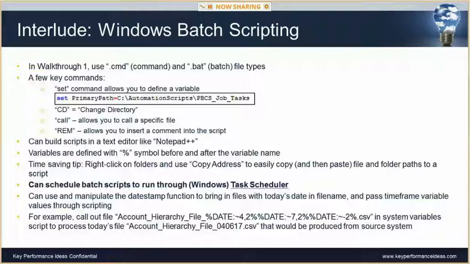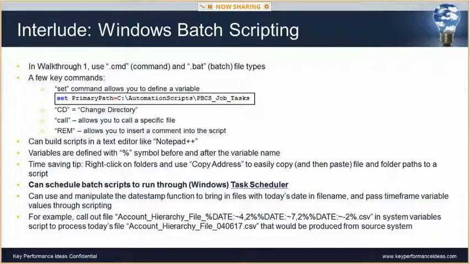But first, let's go into Windows batch scripting briefly, from a coding standpoint. A few key commands. The set command allows you to define a variable. Pretty straightforward: set primary path. The primary path is our variable, and it's literally the path where the scripts live. CD is change directory. If we want to point the system to another file of interest, we could use CD and then change to a different path. We also have call, which allows you to call a specific file. Rem, remark, is just a comment. We can build scripts in a text editor like Notepad++.